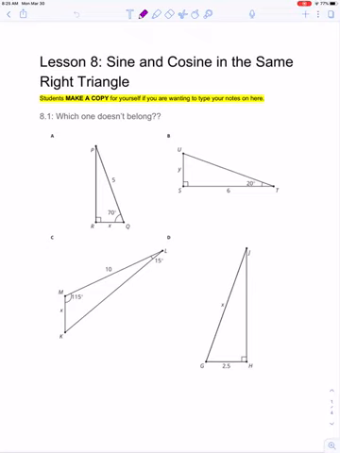Alright, now we are going to look at Unit 4, Lesson 8, and this is sine and cosine in the same right triangle. So the first thing I want you to look at is 8.1. If you will, pause the video and look at A, B, C, and D. Which one do you think doesn't belong? And see if you can find a reason for each one not belonging with the group. Alright, pause the video and take a second to do it yourself.